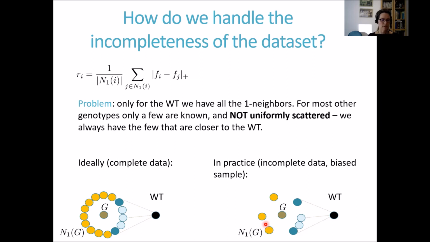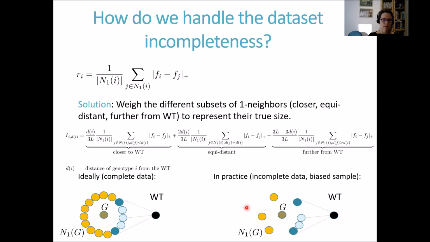So we have a biased representation of the nearest neighbors for most of the genotypes in the data set. And then we had to correct for that in this calculation. So how did we do this? We divided the neighbors data set into 3 subsets, as I showed here. So those that are closer, equal distance, or further away from the wild type.